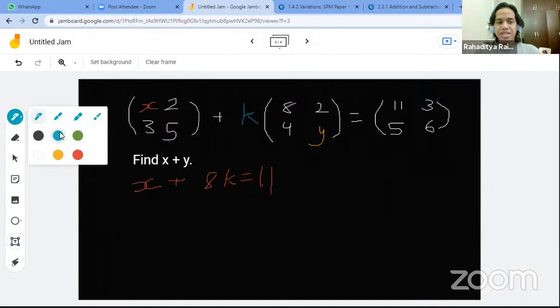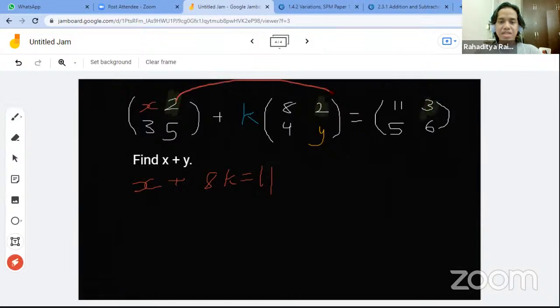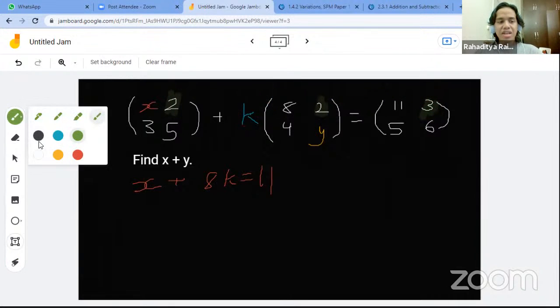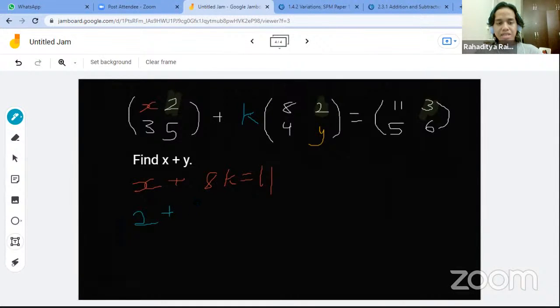For example, you can see here, we have 2, and we have 3. We know full well that 2 plus 2 is not equal to 3. But the reason why this becomes this is because we have a k here. So you can write another equation over here, which is 2 plus 2k is equal to 3. And now you can rewrite this to find k.